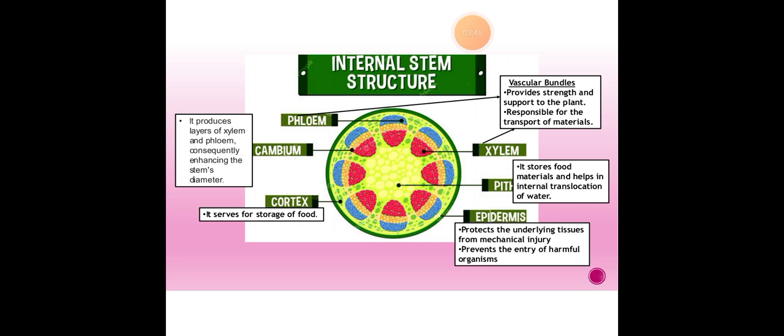Then we have the cambium. What is cambium? It is present between the phloem and xylem in the stem structure.